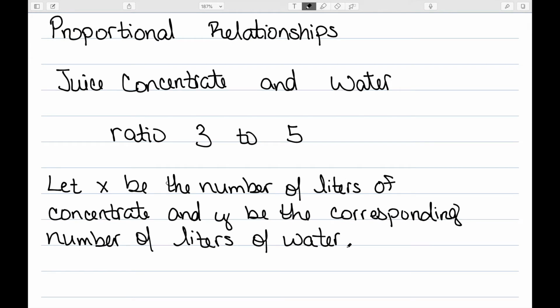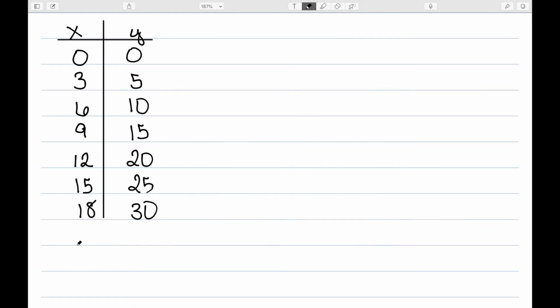I'm going to let x be the number of liters of concentrate and y be the corresponding number of liters of water that we need. So now x and y are also in a ratio of 3:5. And there are several different ways we can represent this. The first way would be with a table like we have here.